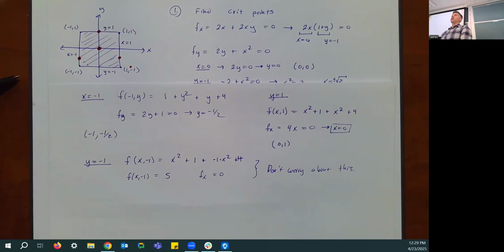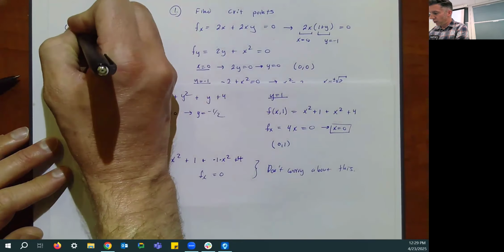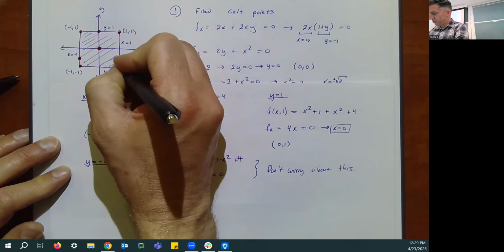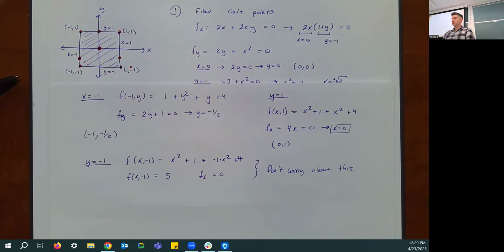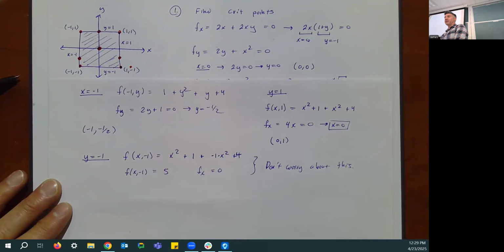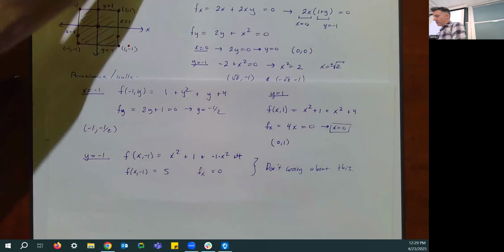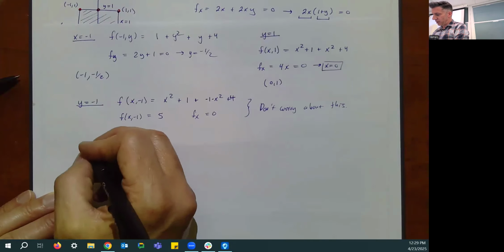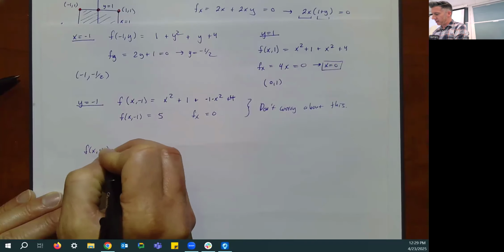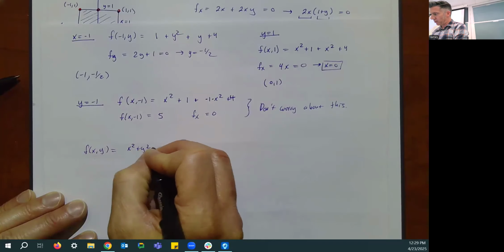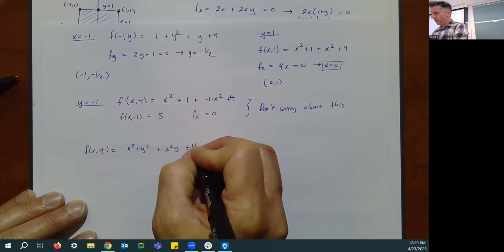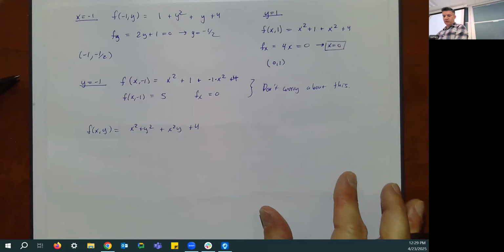All right, so now we're going to test all the critical points we found, along with all of the corners. So we got a lot of things to check. 1, 2, 3, 4, 5, 6, 7, 8 things. All right, so we're going to plug all those points into the original function. So here we go. Maybe let's write down the function again. So our function is, once again, f of x comma y is x squared plus y squared plus x squared y plus 4. And then we're just going to start plugging in each of these critical points.